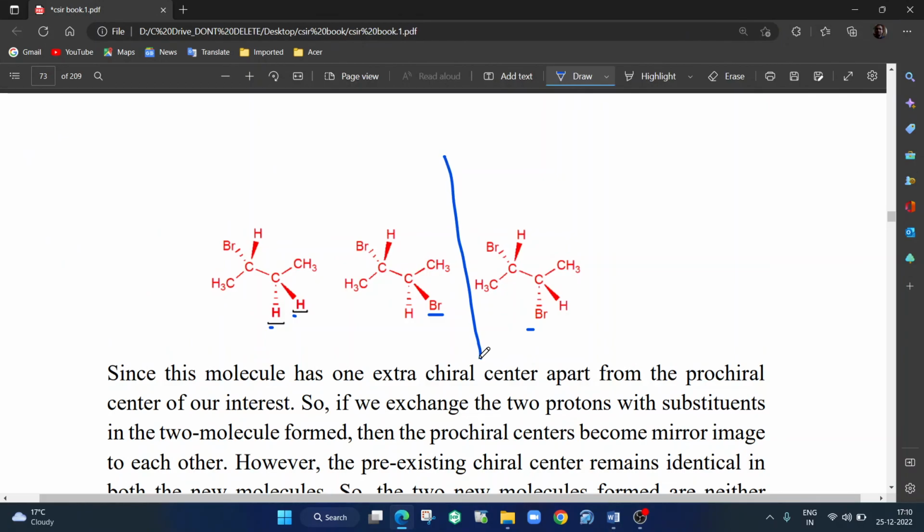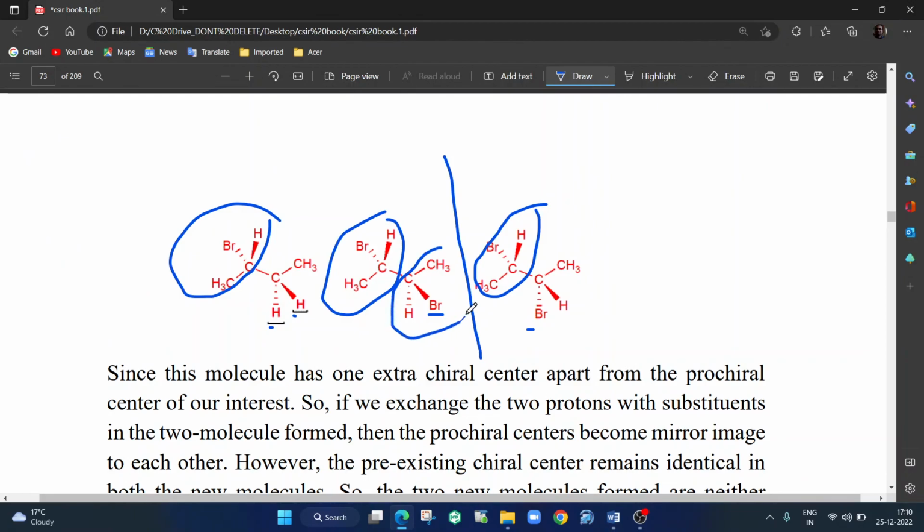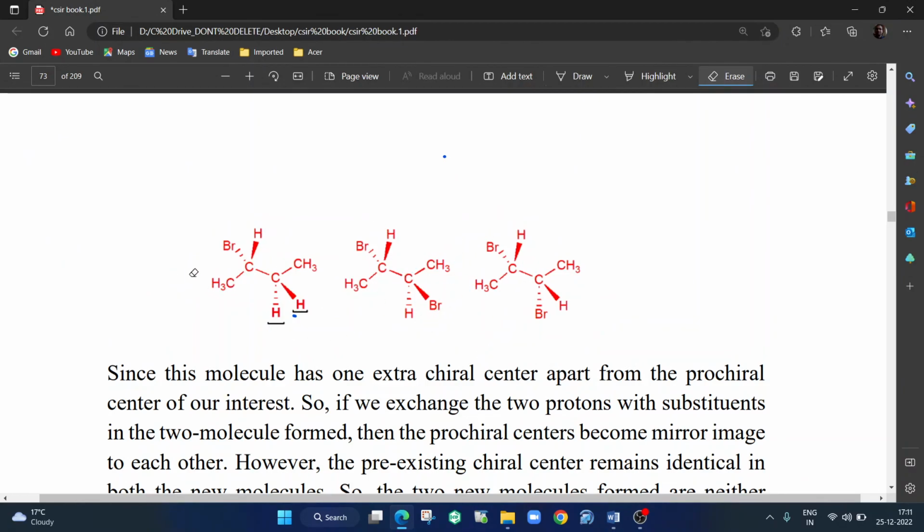Is it very clear? So what happens? This part has not changed, so that means this part remains superimposable. But this part is not superimposable because you can see bromine is towards the viewer here and away from the viewer there. So basically these two parts will be mirror images. So overall, the molecules are neither mirror images nor superimposable on each other. That means they are diastereomers. So these two hydrogens are diastereotopic in nature.